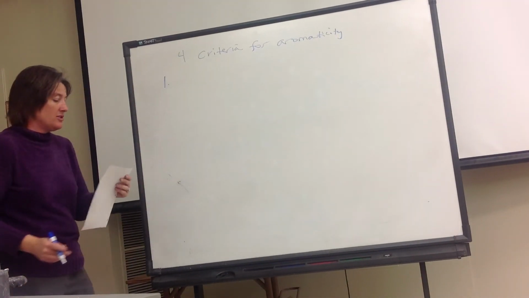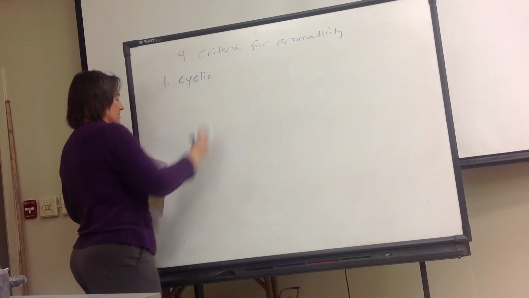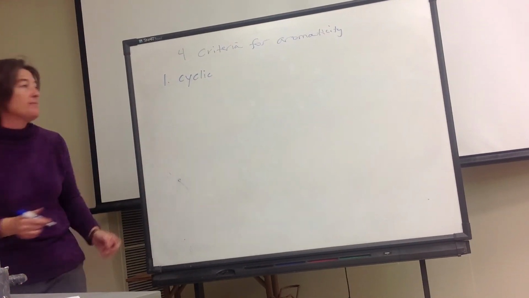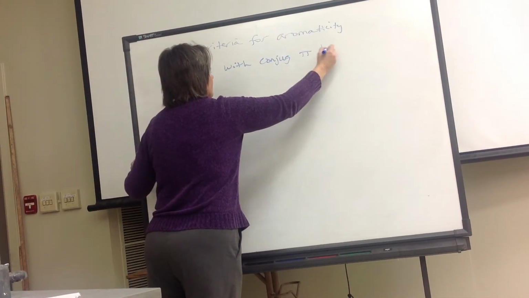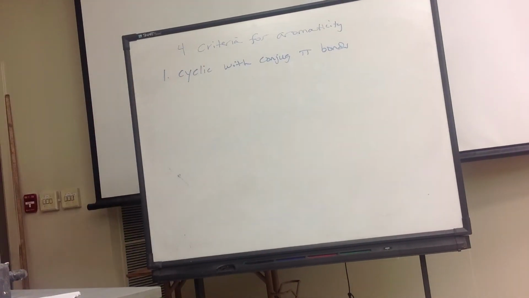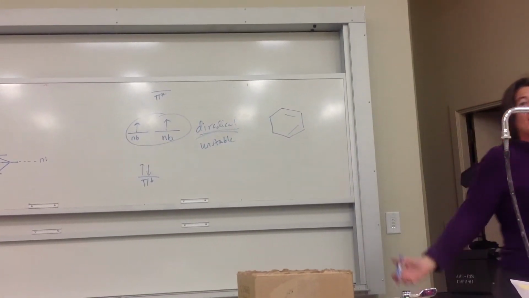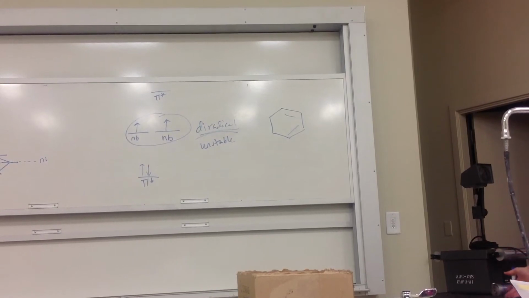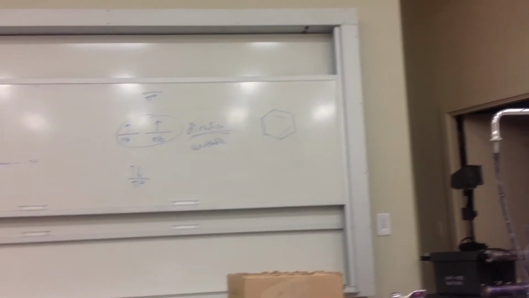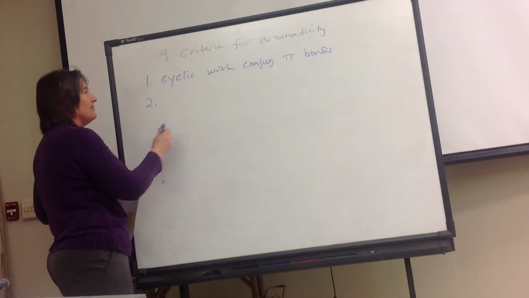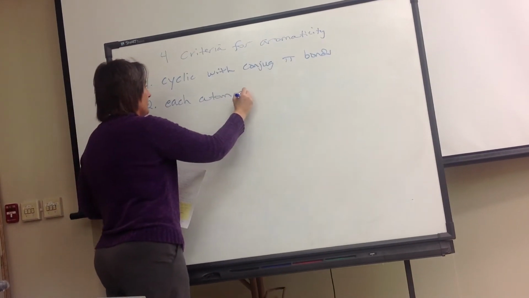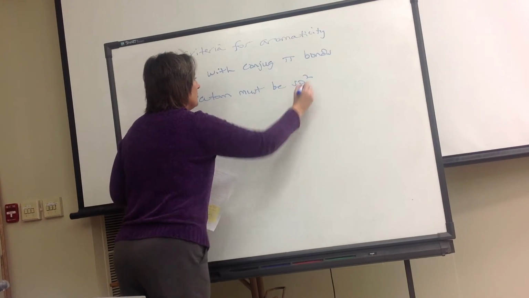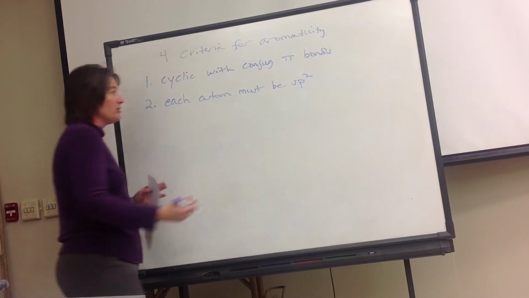Number 1, a compound has to be stable, and you have to have conjugated pi bonds. So what this means is we are not even going to have this discussion with that. That cannot be aromatic. You really cannot have any sp3 carbons in there, sp3 atoms. That ties into number 2. As a result of this, each atom must be sp2. You have to have a p orbital on it. That's the real big thing.